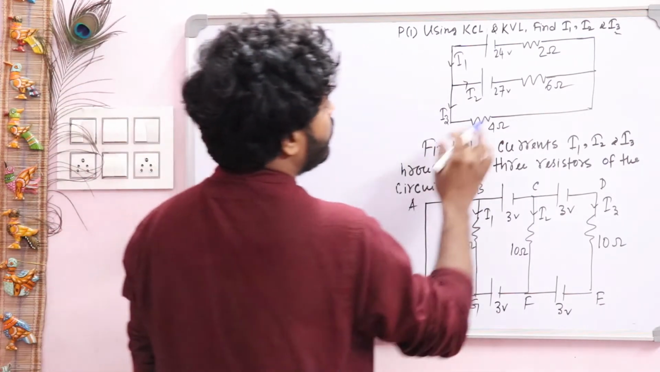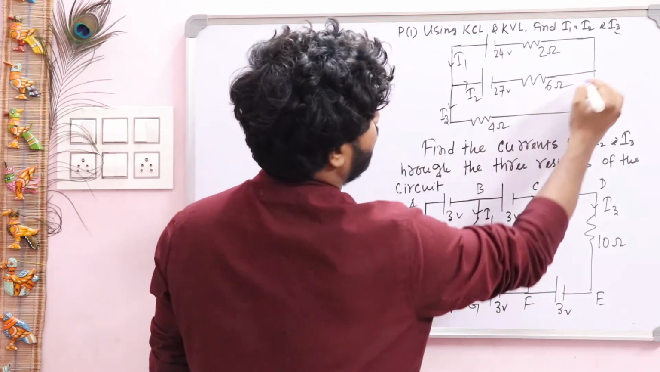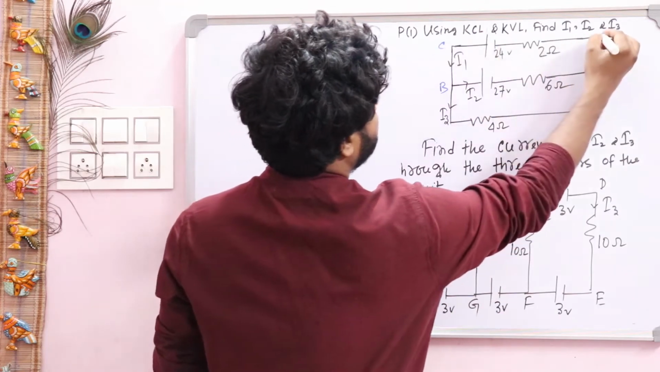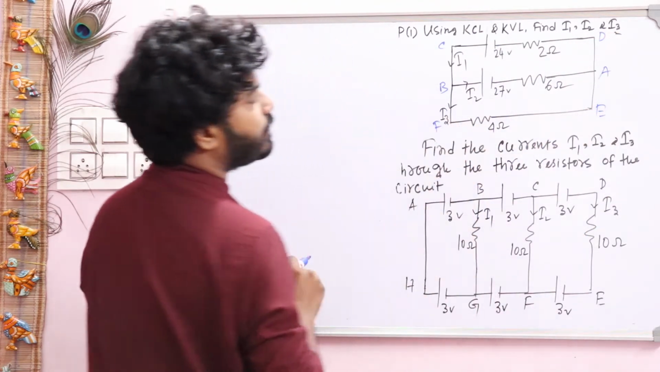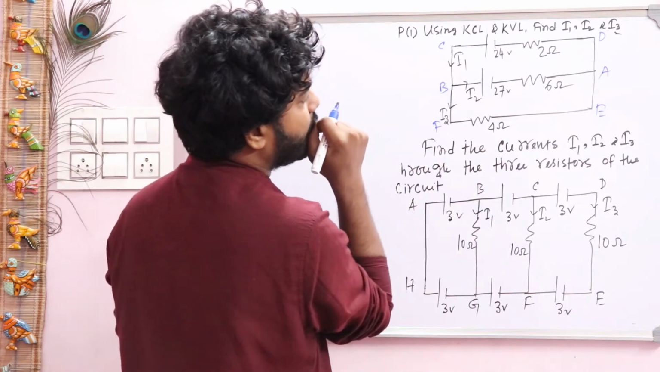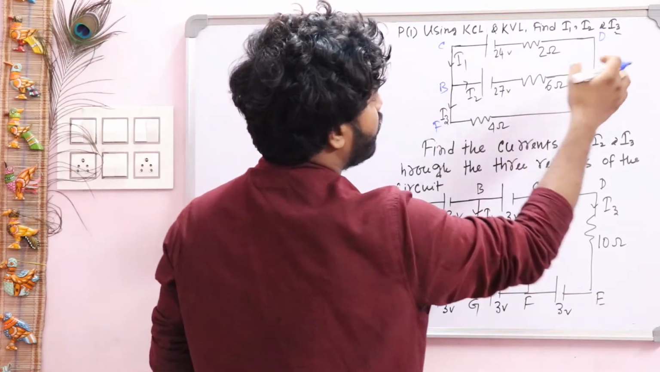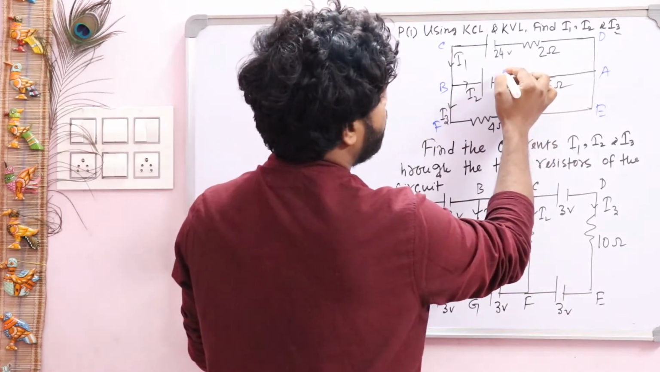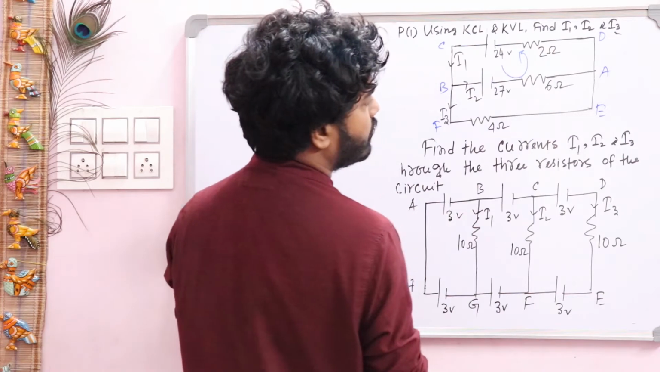Okay, so you just give names here. Suppose this point is A, this point is B, this point is C, this point is D, this is E, and this point is F. Now you consider two loops here, A, B, C, D, A. You can consider from anywhere. And I am considering this loop in this direction, anti-clockwise.